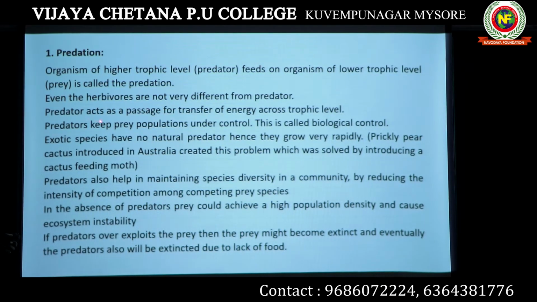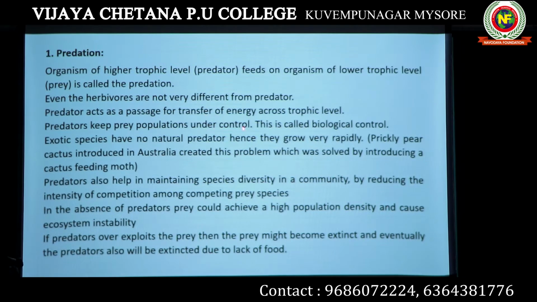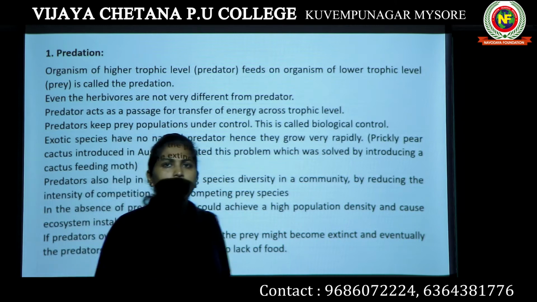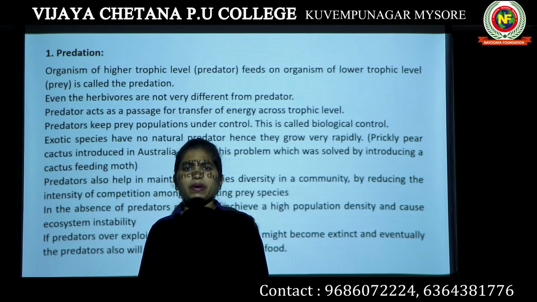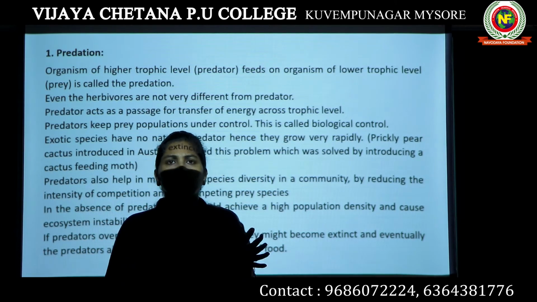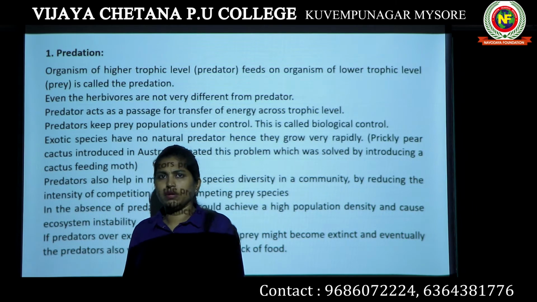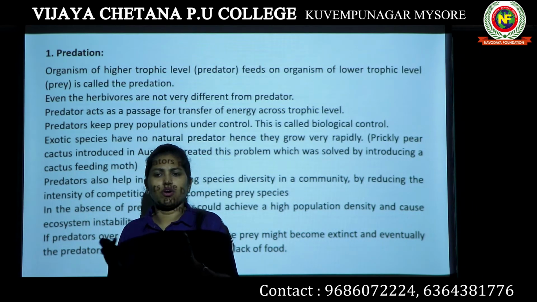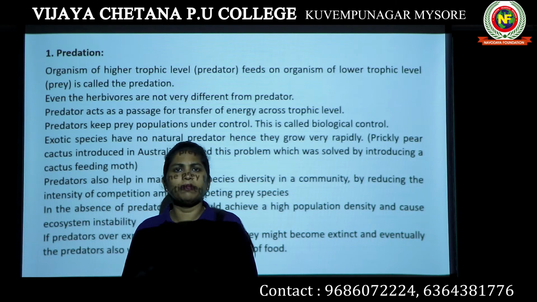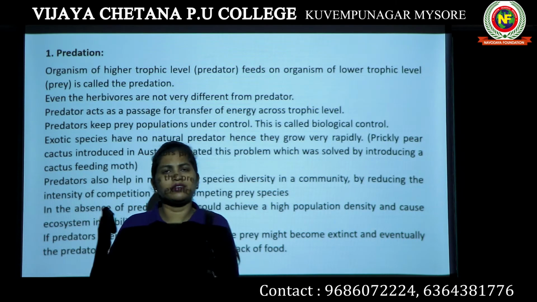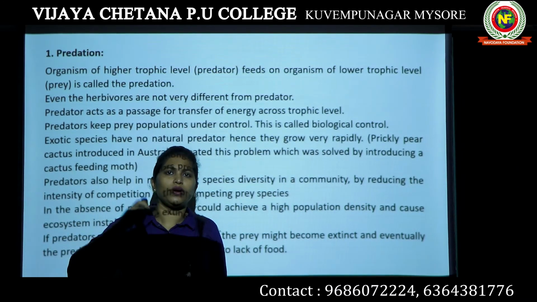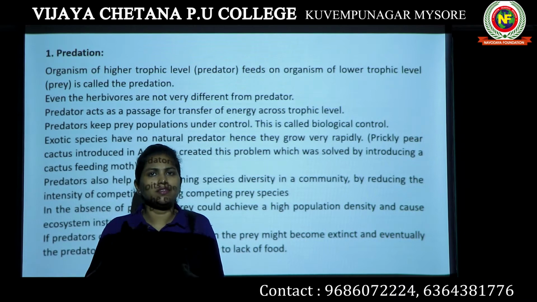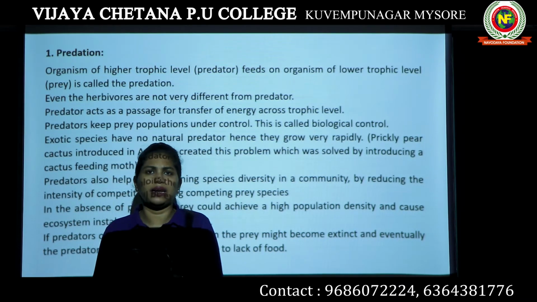Now, predators keep the prey population under control. This is also called biological control. Predation is a process which happens naturally in our environment. When the earth or ecosystem was made, it was made in such a way that there are organisms belonging to different trophic levels, and higher trophic level organisms feed on lower trophic level organisms. Why is this required? In order to maintain a balance.